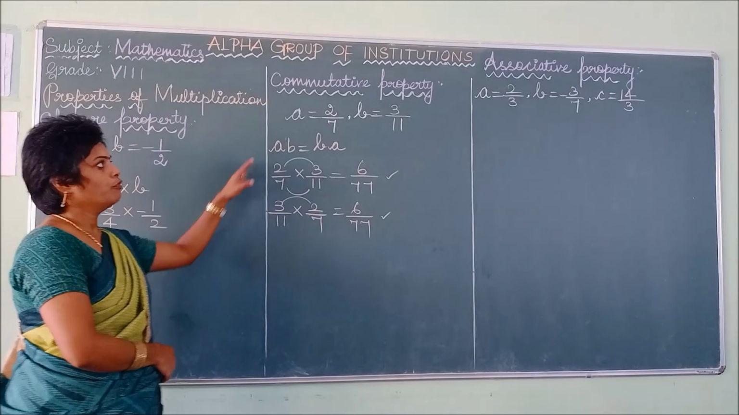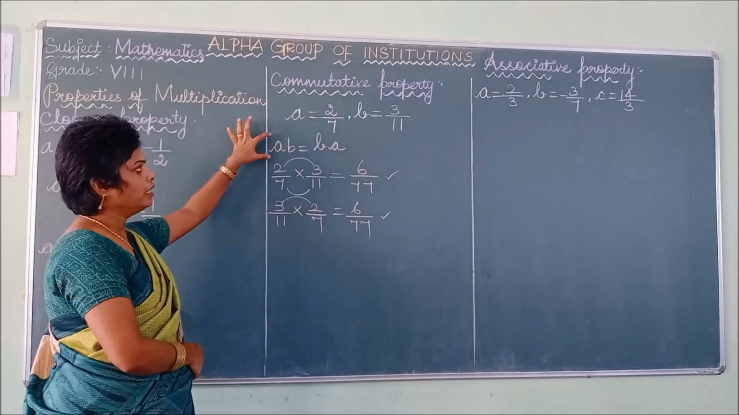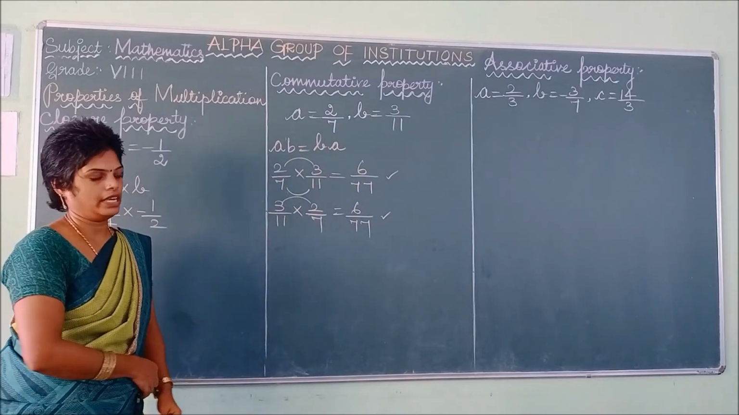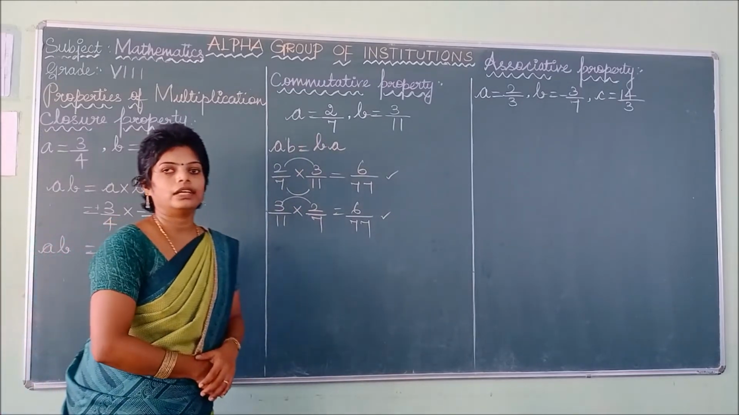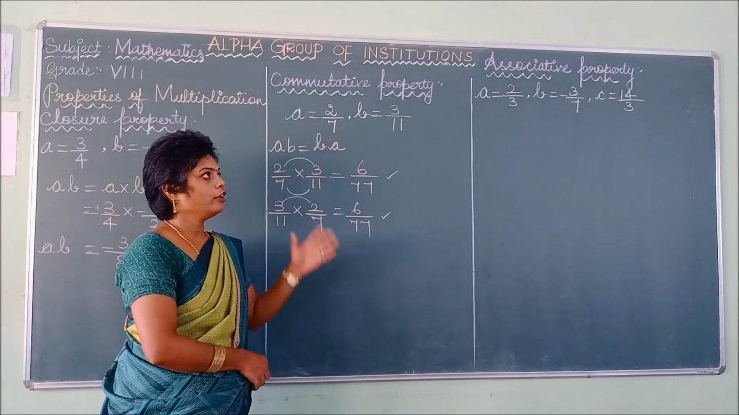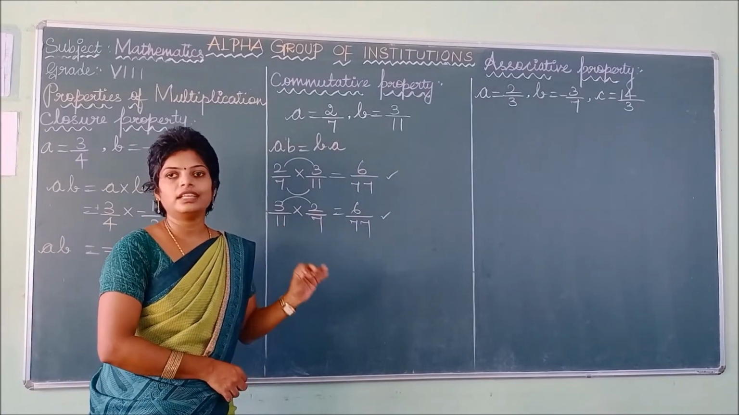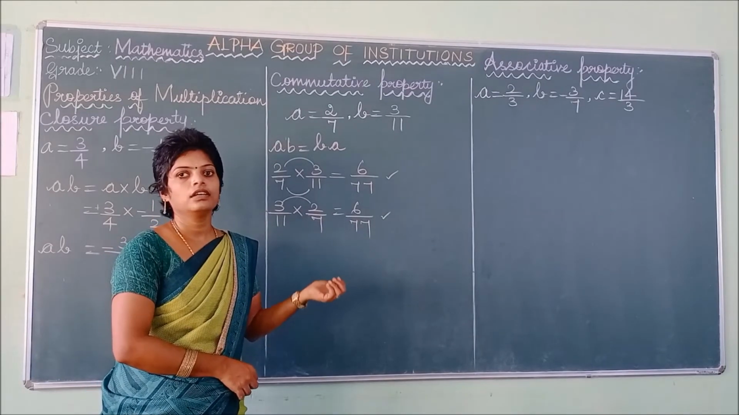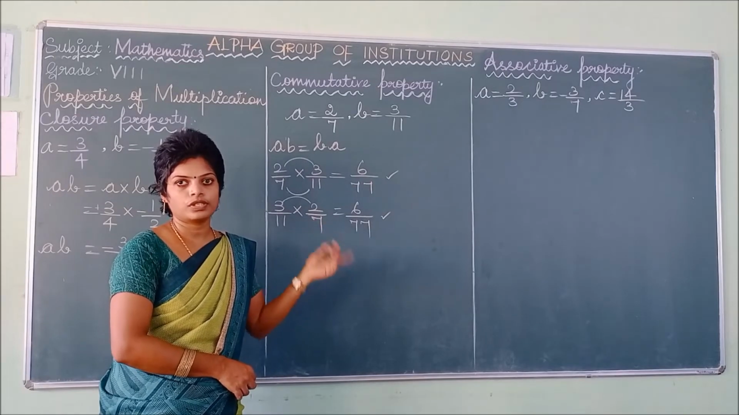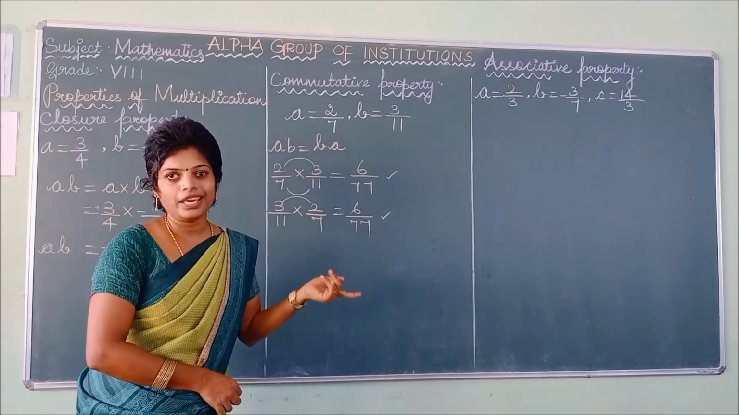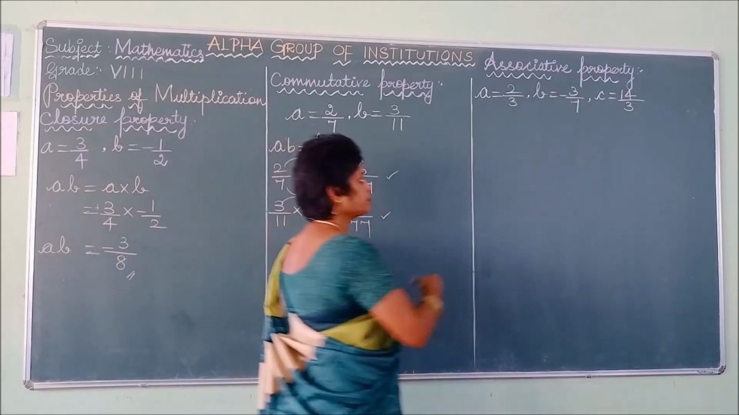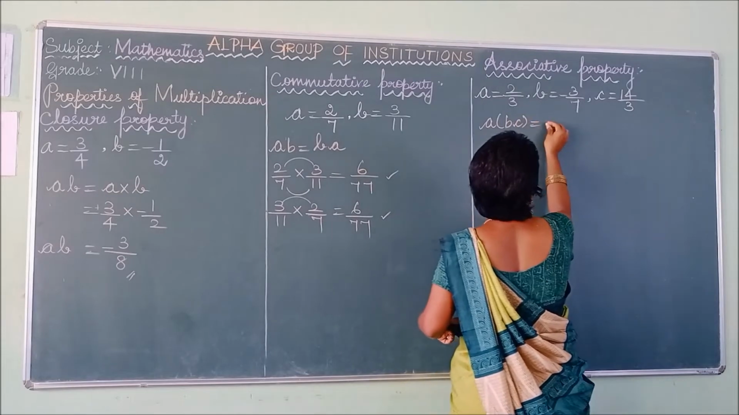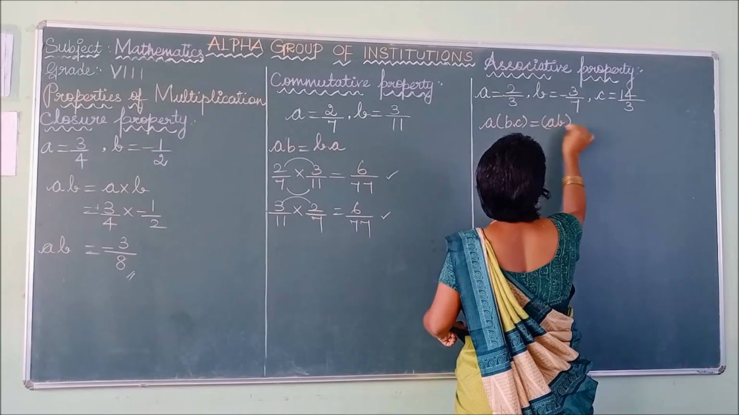We can say for any two rational numbers A and B, AB is equal to BA, it satisfies the commutative property. Next, move on to the third one, that is associative property. What do you mean by associative property? For any three rational numbers A, B, C, A into BC is equal to AB into C. Let us check.